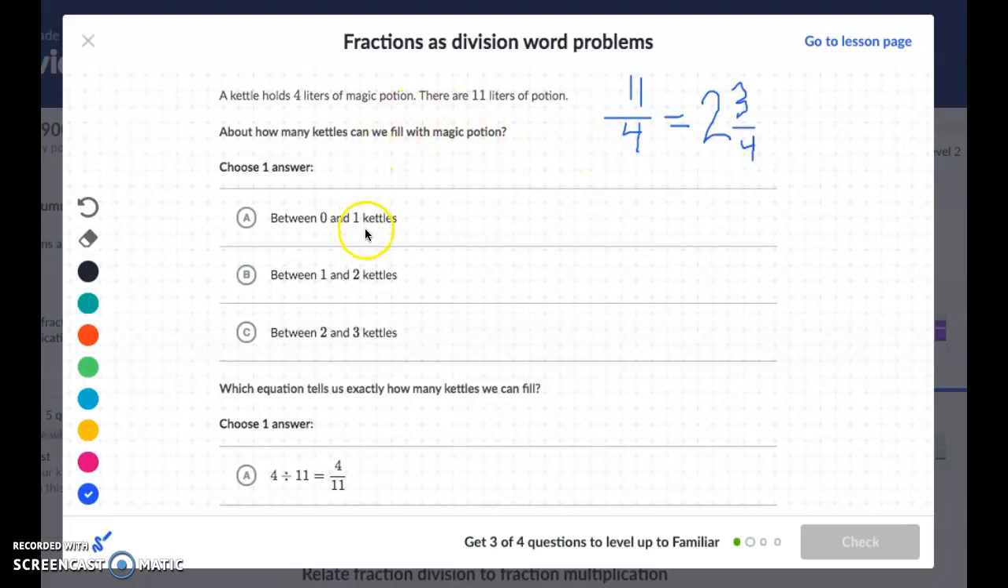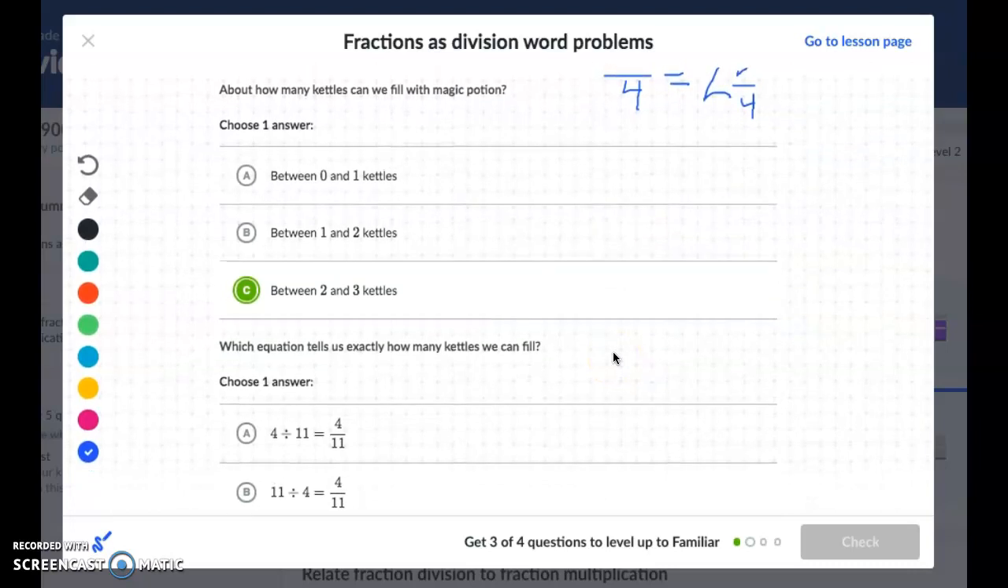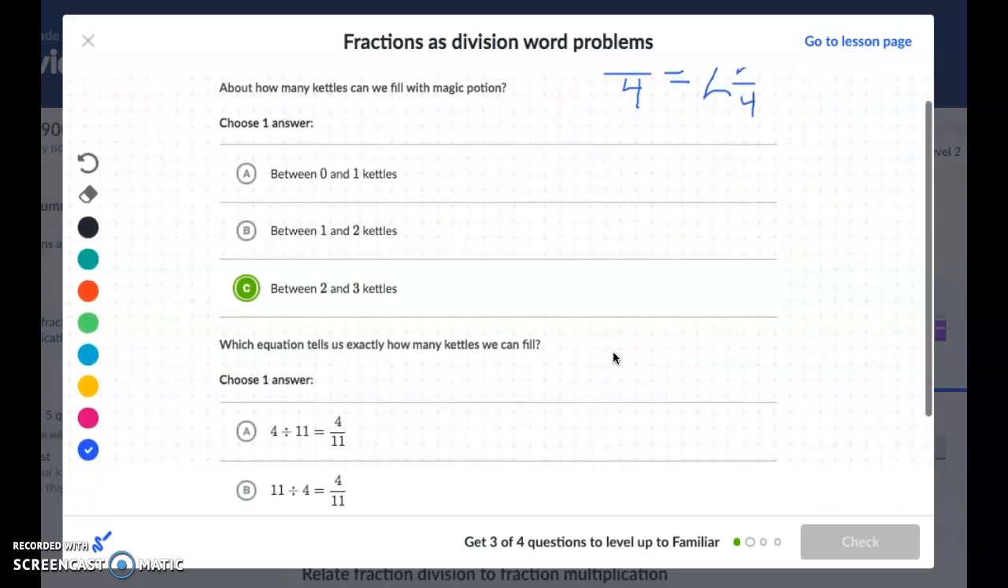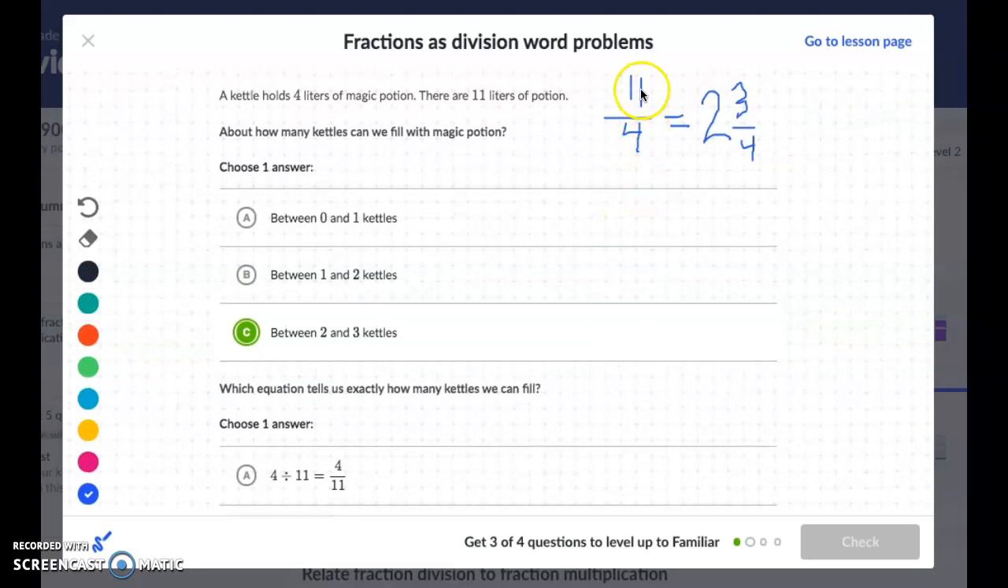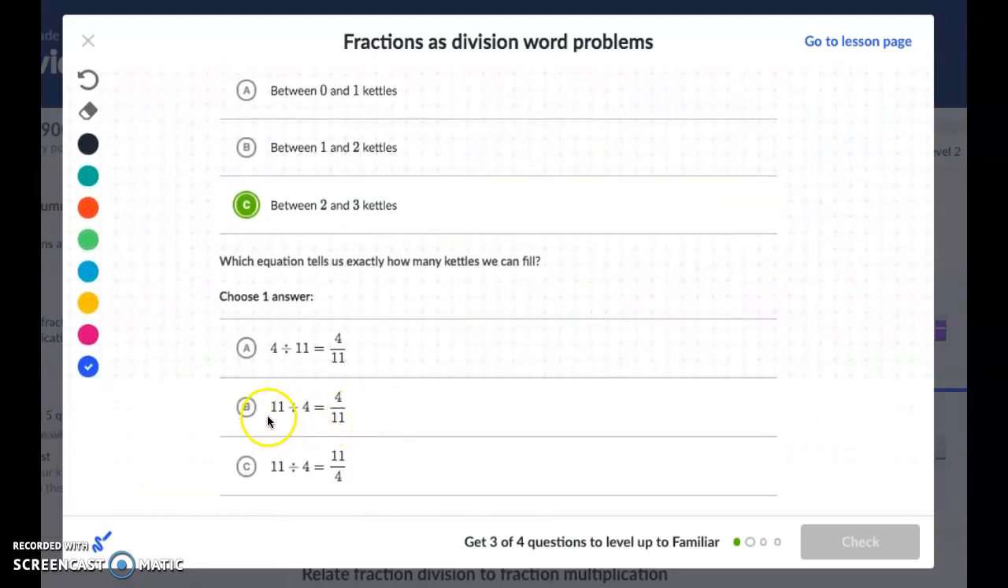So my answer is going to be between 2 and 3 because it's more than 2, but it's not quite to the 3 yet. And then which equation tells us exactly how many kettles we can fill? Well, 11 divided by 4. So now we just need to go down here and we see 11 divided by 4. Oop, but that doesn't match because that one's 4 divided by 11. So 11 divided by 4 and 11 divided by 4.